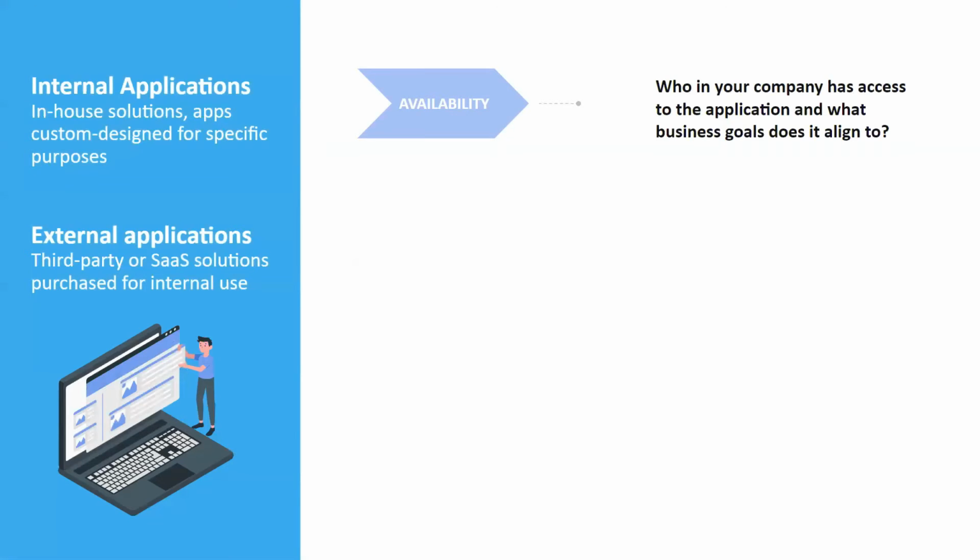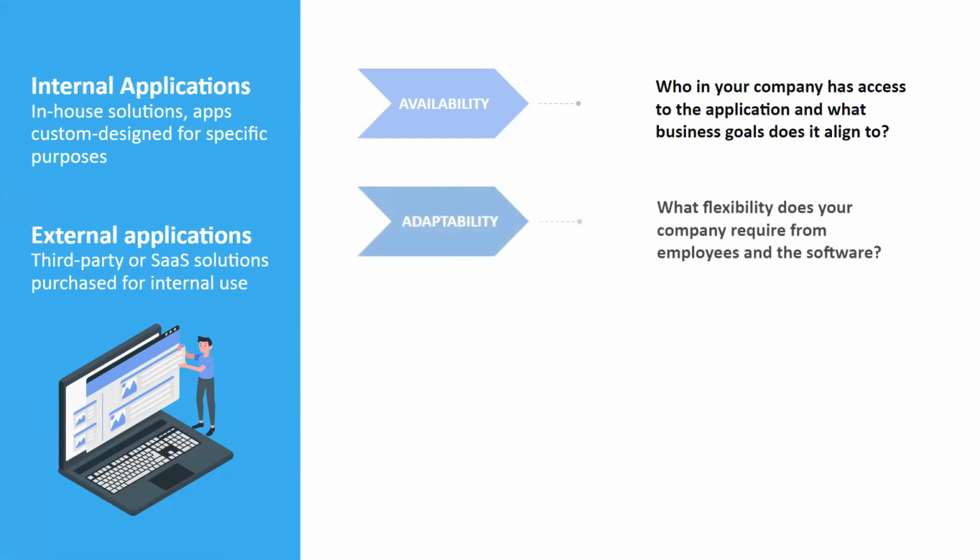First, the availability. Who in your company has access to this application, and what business goals is it aligned to? This feels very fundamental, but it really is important to document these things. This is typically where the working group or the steering committee or the work stream starts to define internally what they're going to be testing and answer some of these foundational questions.